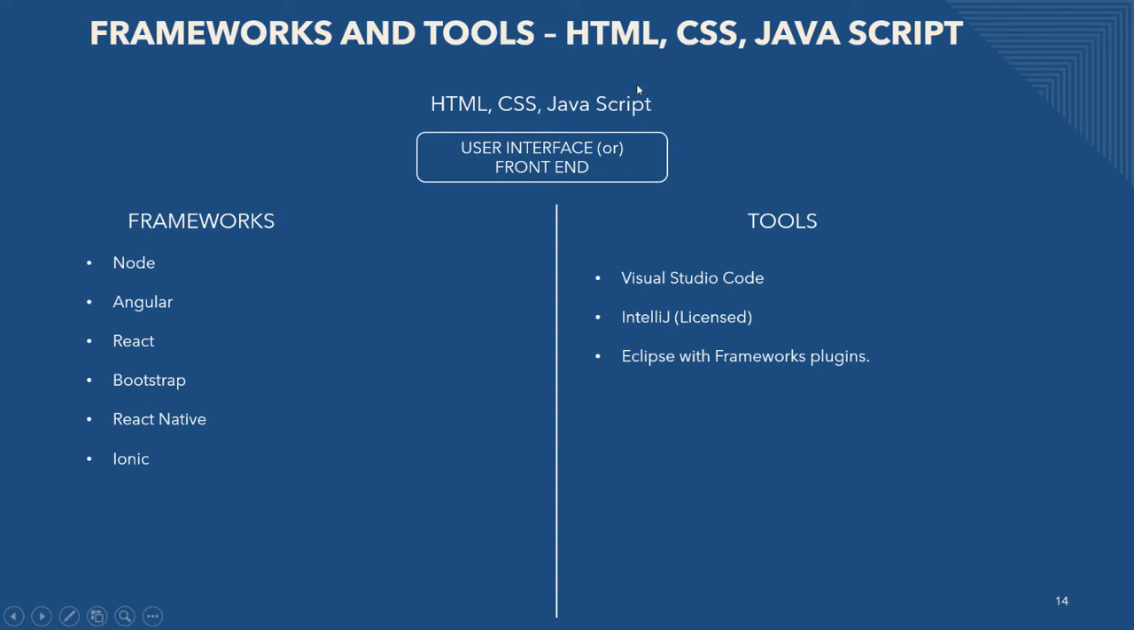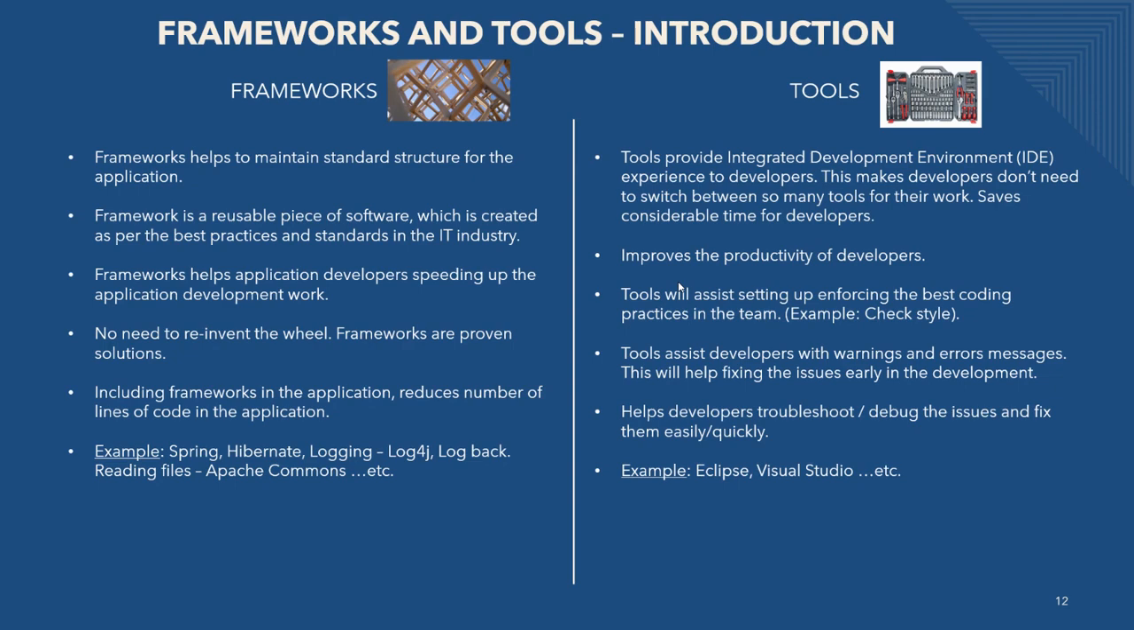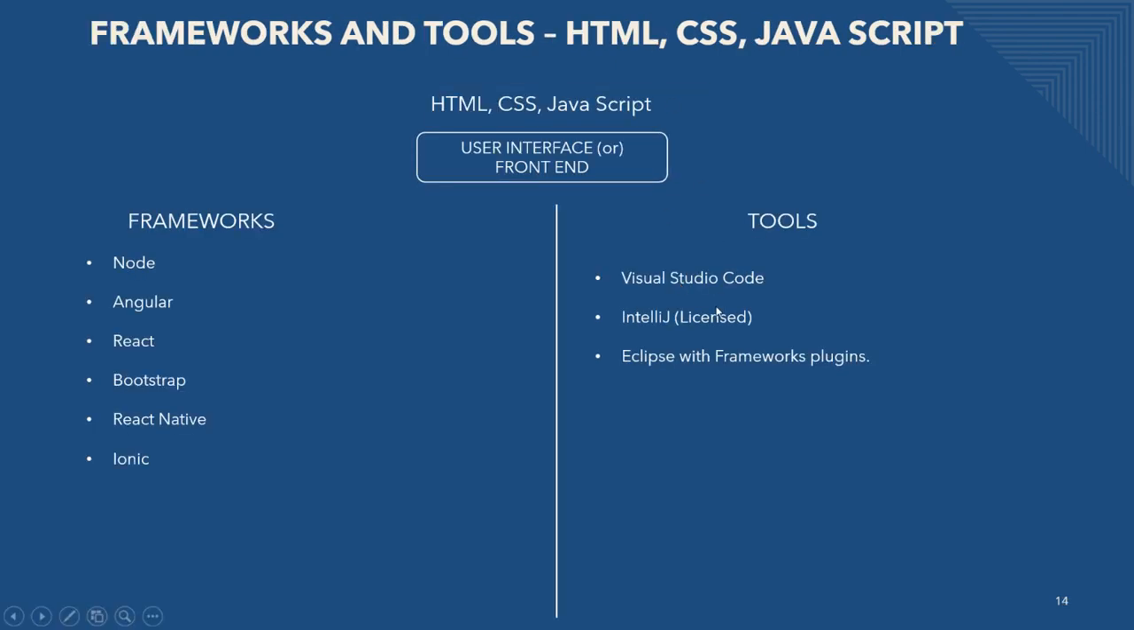And in terms of tools for these front-end frameworks and front-end languages like HTML, CSS, and JavaScript, Visual Studio Code is open source. Using this Visual Studio Code, as I said in the previous slide, all the advantages of tools come in as part of Visual Studio Code. You can develop HTML, CSS, JavaScript, or all these frameworks quite easily using Visual Studio Code. IntelliJ is not required. It is licensed, added just for knowledge purposes.